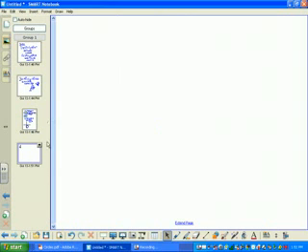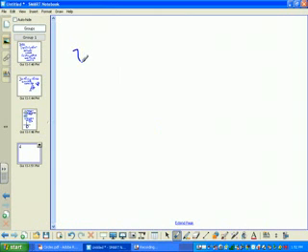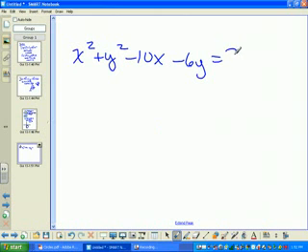All right, let's take another one of those. All right, let's say you've got x squared plus y squared minus 10x minus 6y equals 30. Help me out. What should we do?